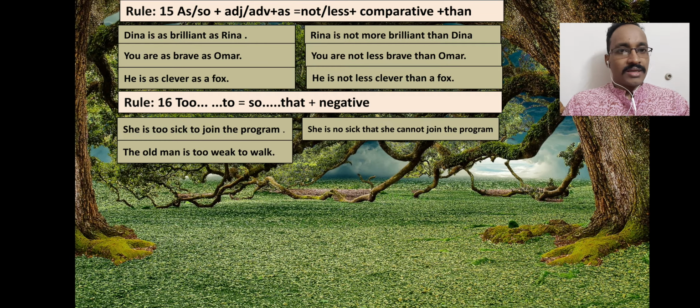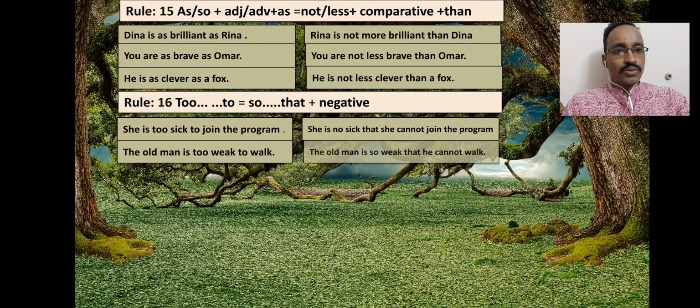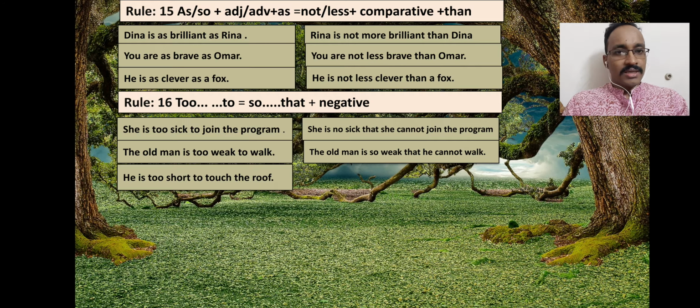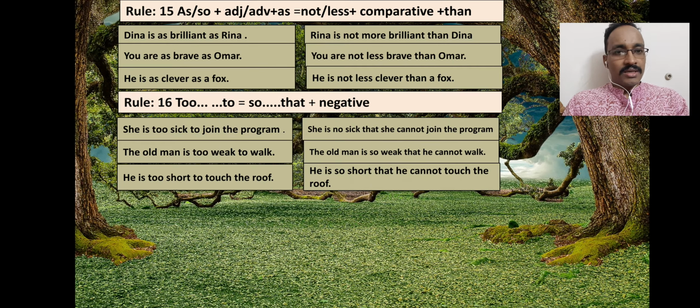The old man is too weak to walk. The old man is so weak that he cannot walk. This is also the same thing. He is too short to touch the roof. Now the negative is: he is so short that he cannot touch the roof.